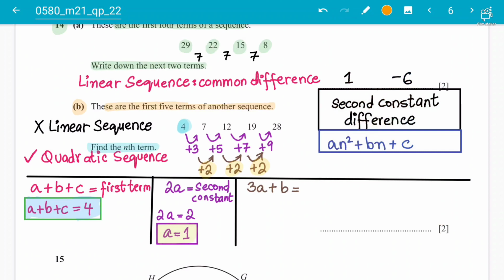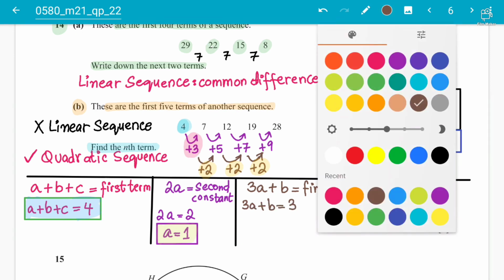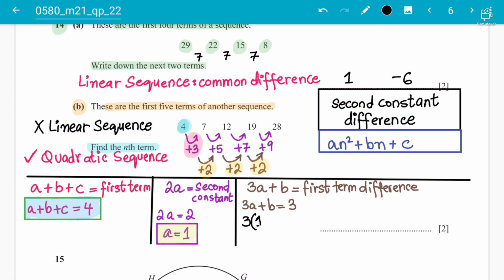Whatever the first term difference is, let's make it in red. Whatever the first term difference is, students, 3a plus b is equal to that. So we can write down 3a plus b is the first difference, that is between the first 2 terms. Okay, so here we go, 3a plus b is equivalent to 3, students. And now you can plug in the value. You already have the value of a here, so 3 ones are 3, and you subtract it, so b comes to 0, students. I hope everyone is getting it, sir, that b is coming 0.